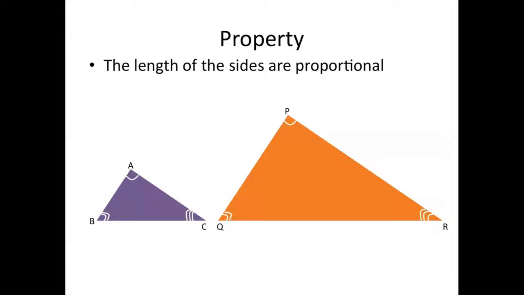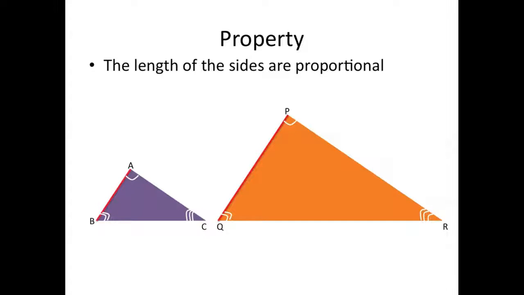Now another nice property that similar triangles have is that the lengths of the sides are proportional. So between the purple triangle and the orange triangle, the angles that are equal are marked. Angle A and P are equal, angle B and Q are equal, and angle C and R are equal. Because these angles are equal, the sides that correspond to each of these angles are proportional.